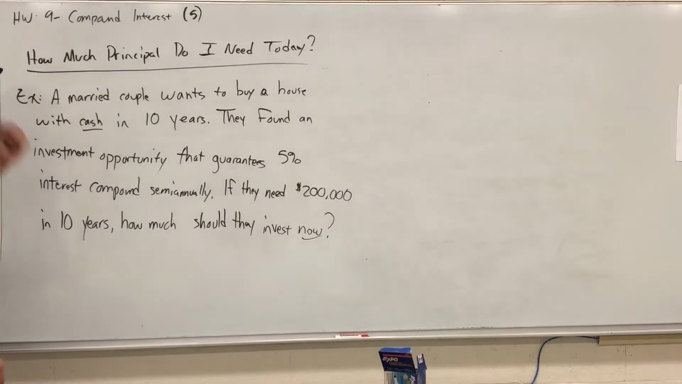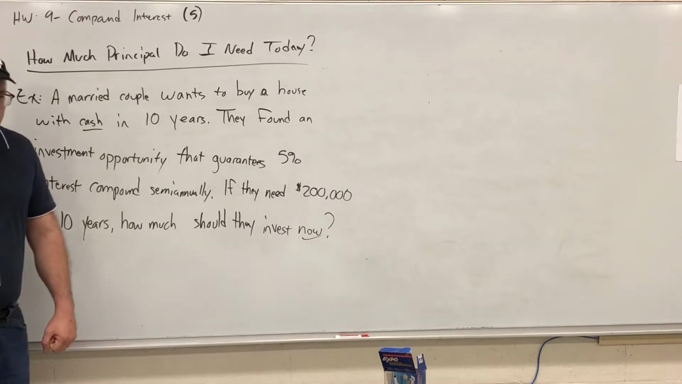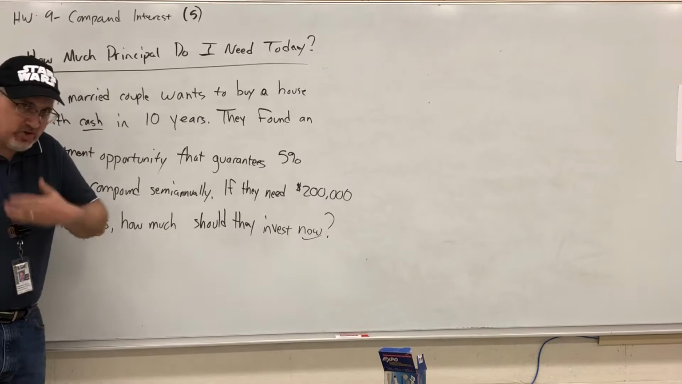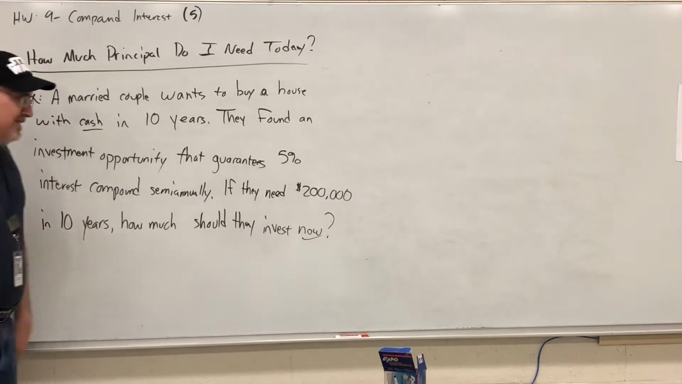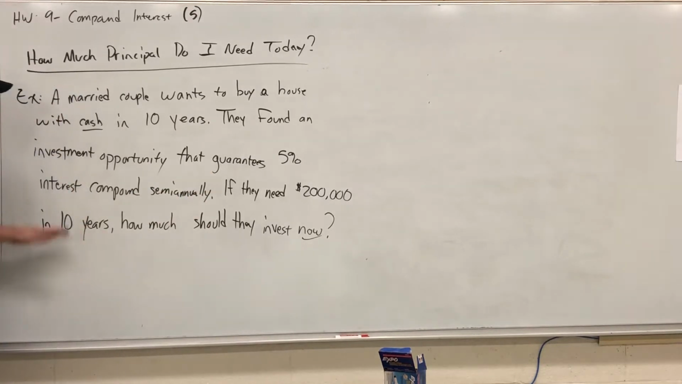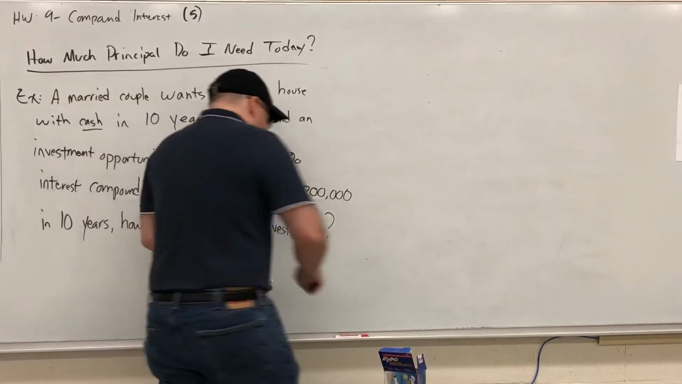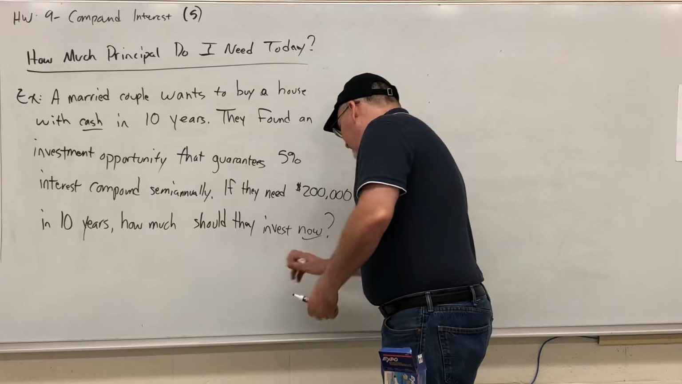For example, a married couple wants to buy a house with cash in 10 years. So they don't want to pay a mortgage, they're just going to say, here's the money. They found an investment opportunity that guarantees 5% interest compounded semi-annually. If they need $200,000 in 10 years, how much should they invest now? So what is it we're looking for? The amount that you start with is the principal. So essentially what we're being asked is, what does P equal?